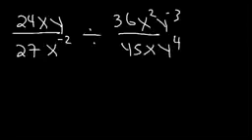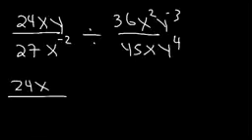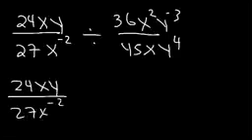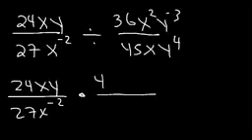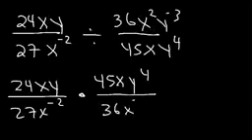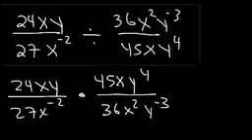Now, how can we divide these two expressions? There's something called keep, change, flip. You need to keep the first fraction the same way, and then you can change division to multiplication if you flip the second fraction. So now we can solve it the same way as we did in the last example.